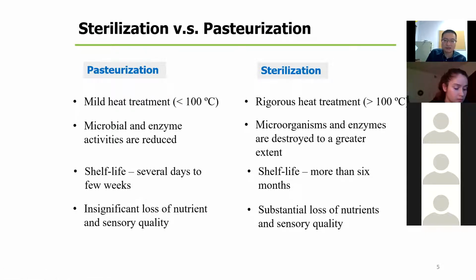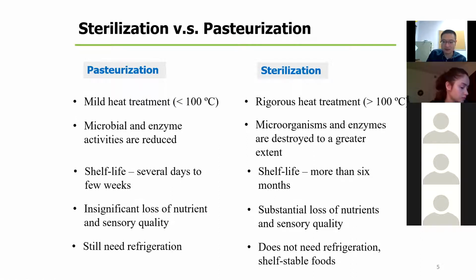And because pasteurization is a more mild treatment, there's less nutrient loss and better sensory quality. But in sterilization, because everything's over processed, the quality on both the sensory side and nutrient side is much worse. But on the other hand, we don't need to store them in the refrigerator, but for pasteurization, we usually need to refrigerate them. So that's their difference.